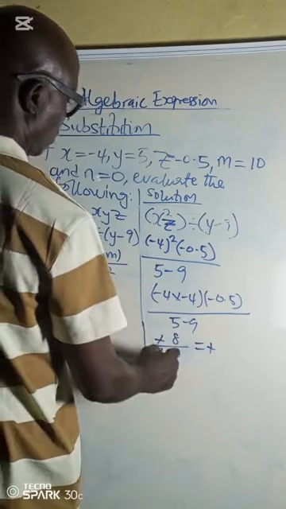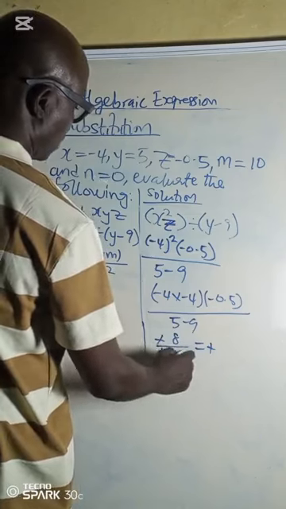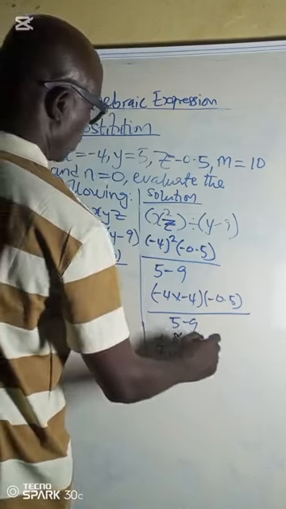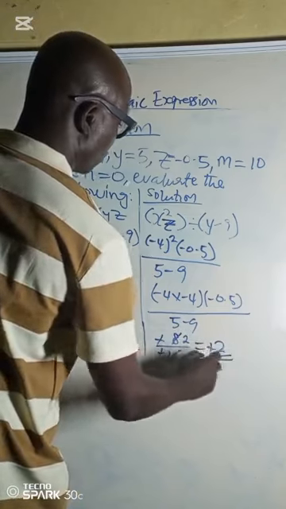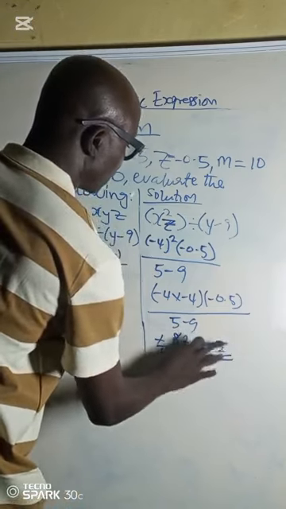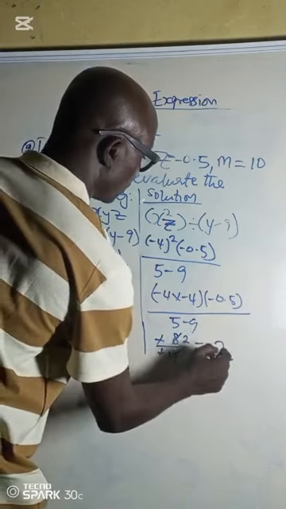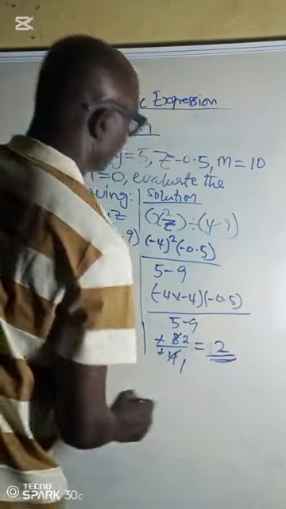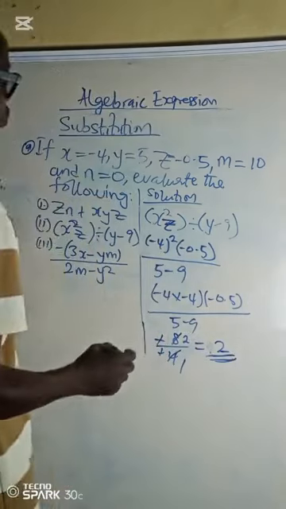4 is a factor of 8. 4 goes here 1, 4 here 2. So our final answer is plus 2. Better still, say 2. That's our final answer for this particular question.